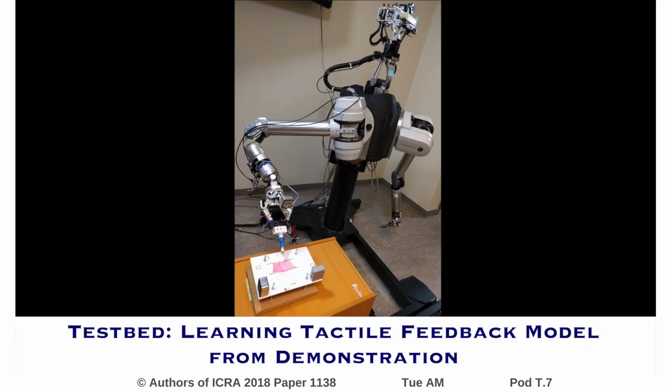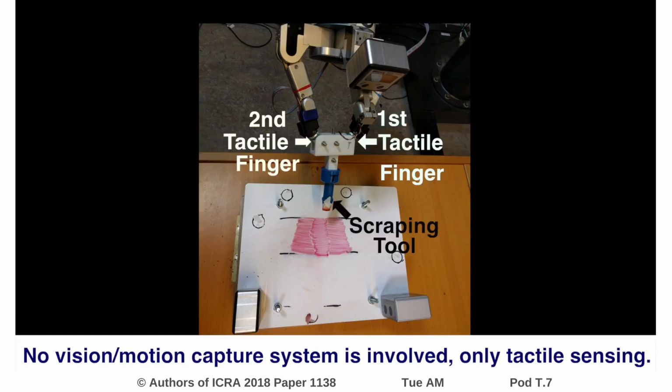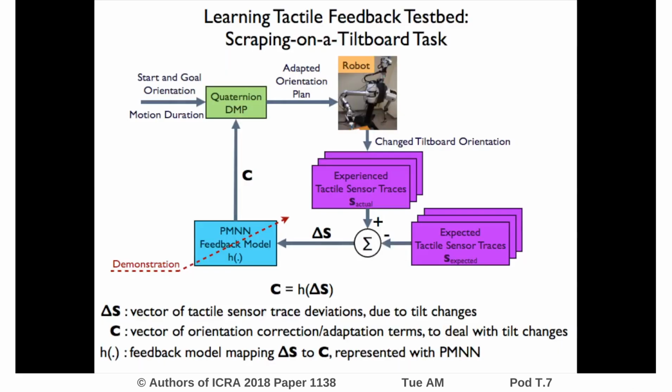We evaluate our framework on a learning tactile feedback testbed. In this testbed, the goal is to learn feedback models for orientation plan adaptation based on tactile sensory information during the execution of a scraping task. Here, the environmental changes are in the form of scraping tilt board orientation changes.